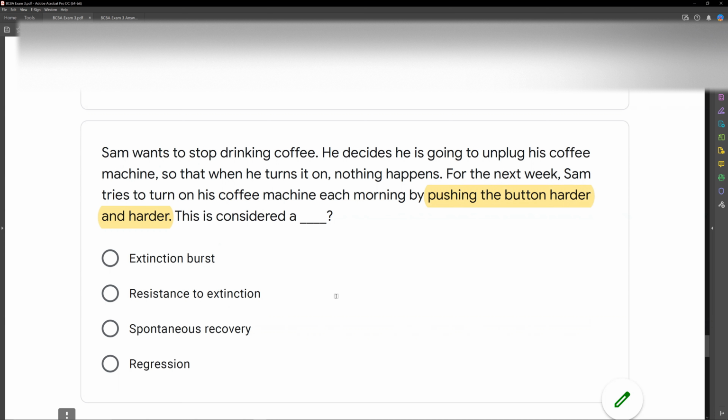It isn't resistance to extinction. Resistance to extinction is typically how long it takes extinction to kick in. If we're already in the extinction burst, extinction is effective. It's not spontaneous recovery, because spontaneous recovery is the sudden reemergence of a previously extinguished behavior. And it's not regression, because regression isn't defined as part of extinction, right? So Sam tries to turn the coffee machine by pushing the button harder and harder. He is going through an extinction burst.